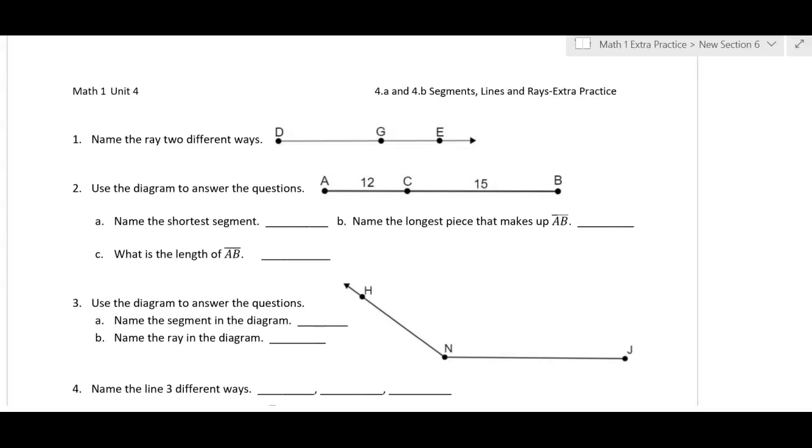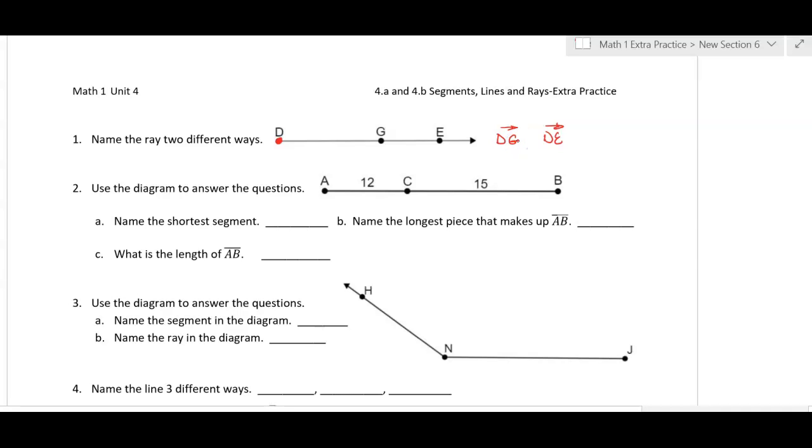In the first one, the first thing you have to remember is when you name a ray, you have to use the endpoint. And when you use the endpoint, you're going to start with D, and what does it go through? G. And remember, you have to use a symbol with one arrow on the end. The other one would be DE. So no matter what, you have to start with the endpoint and then choose a point the ray goes through. Okay.